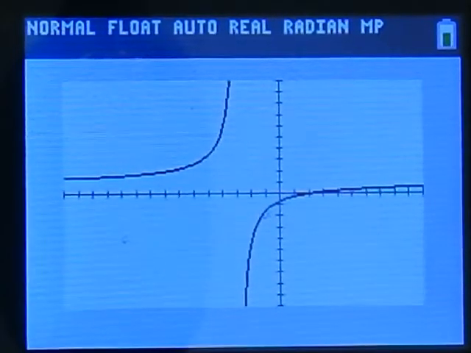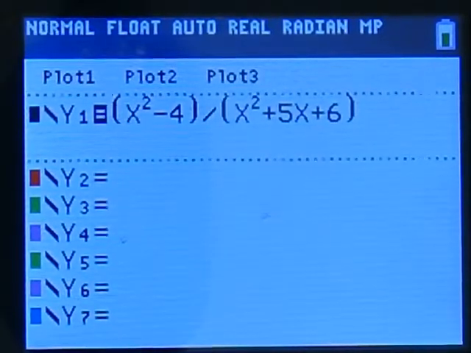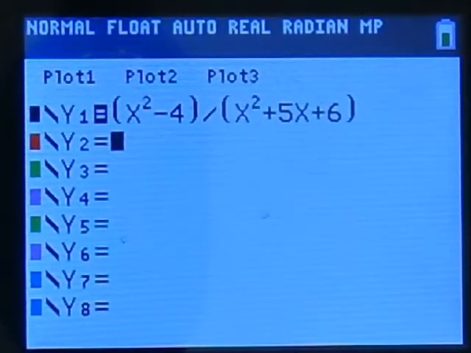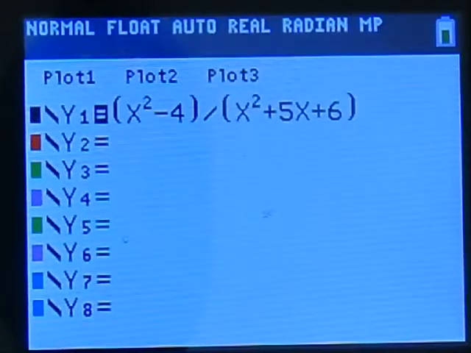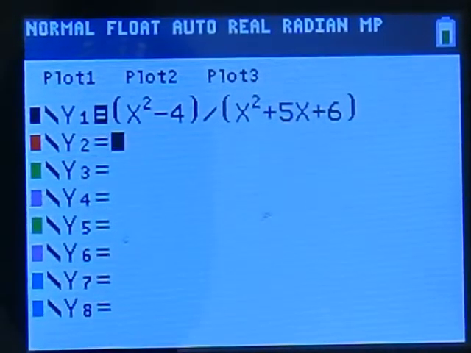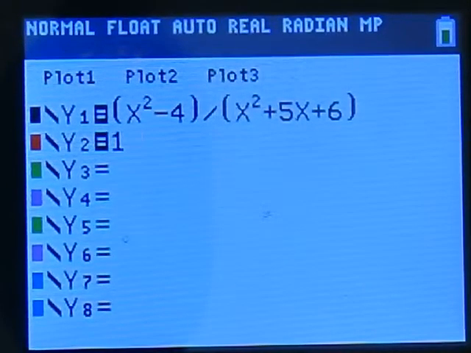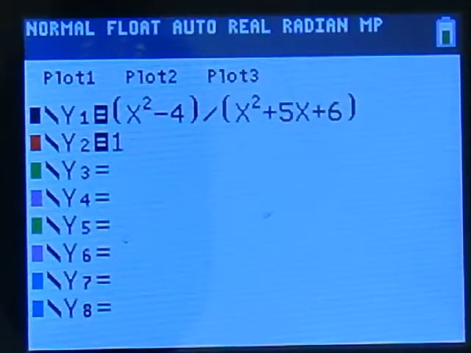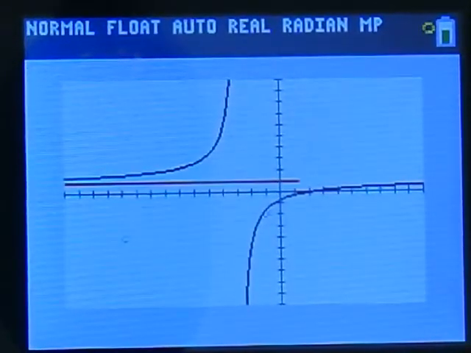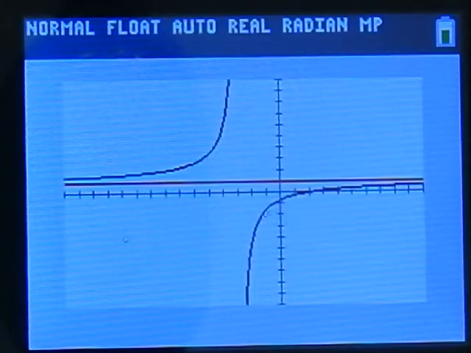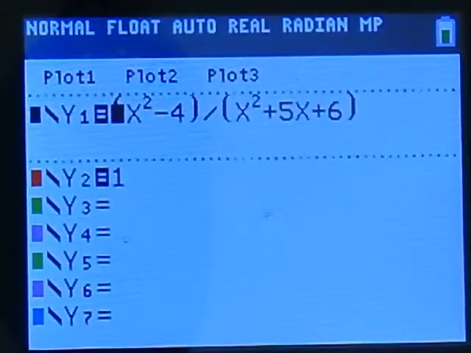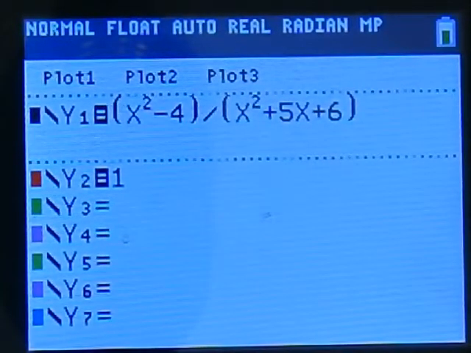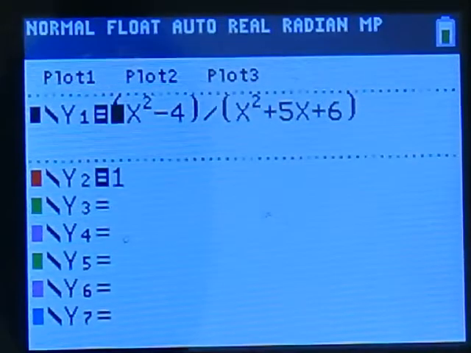Let's go back to the y equals screen. And I'm going to put in that horizontal line. The horizontal asymptote was at y equals 1. So this is going to be a horizontal line. I'm putting it in a separate equation here. Let's see what that looks like. There it is. Now I'm going to change the color here because I want that to stand out a little bit. So let's go back to the y equals screen. Actually, it's red. That's probably pretty good. We'll leave that one as it is.